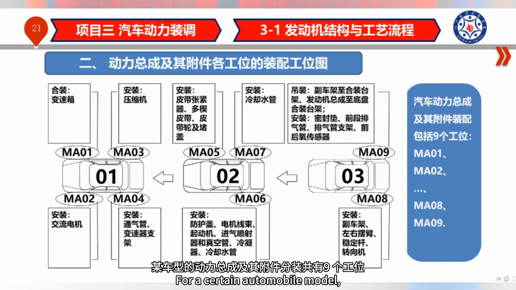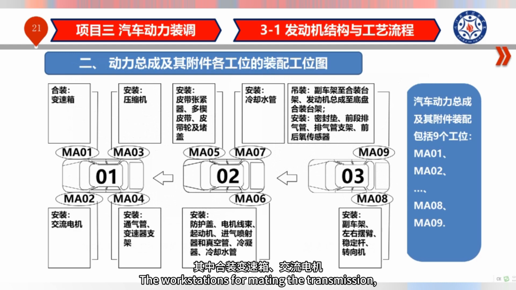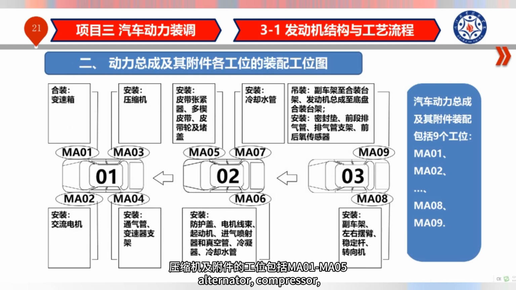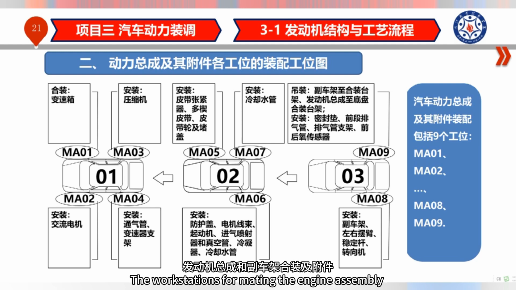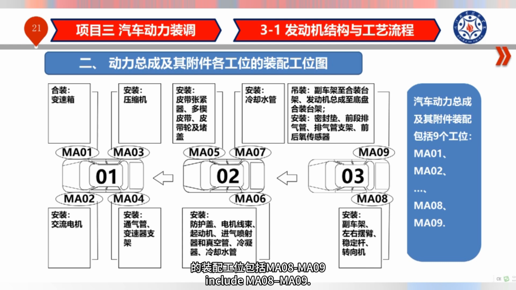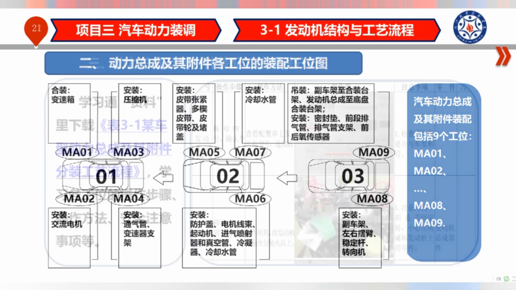For a certain automobile model, the powertrain and accessory sub-assembly consists of 9 workstations. The workstations for mating the transmission, alternator, compressor, and accessories include MA01, MA05. The workstations for assembling the starter motor, condenser, and accessories include MA06, MA07. The workstations for mating the engine assembly with the subframe and assembling accessories include MA08, MA09.